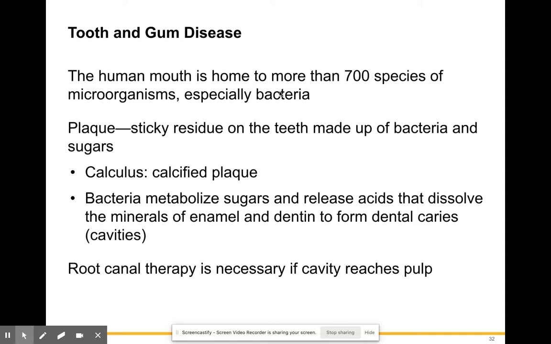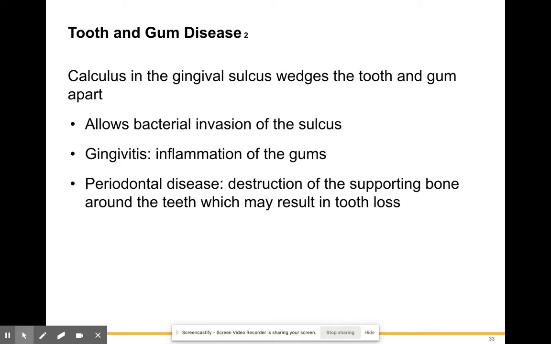And what does that calculus do? What does that hard plaque do? That hard plaque wedges between the tooth and the gum, and it causes a separation between the tooth and gum. And when you have a separation, that's going to allow bacterial invasions to occur. So bacteria can get into your gums, okay, if that occurs. And if that does occur, you will end up with something called gingivitis.